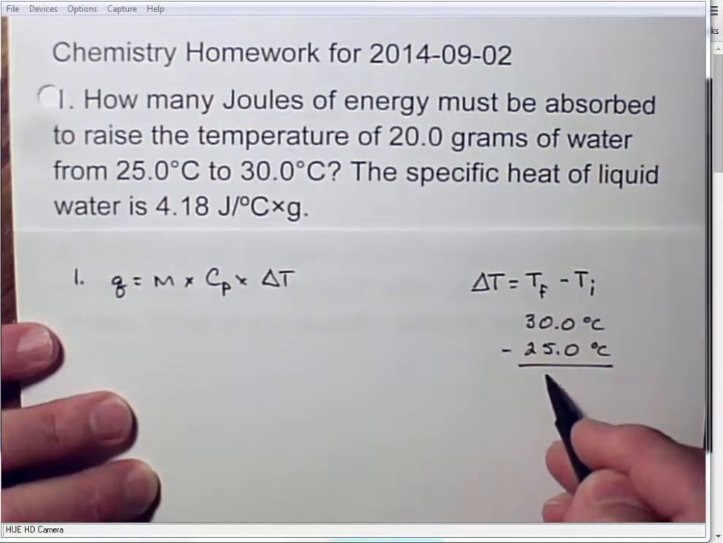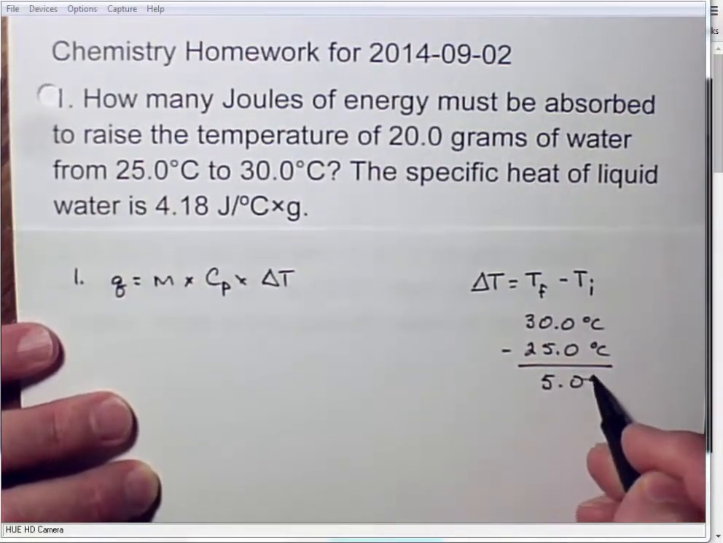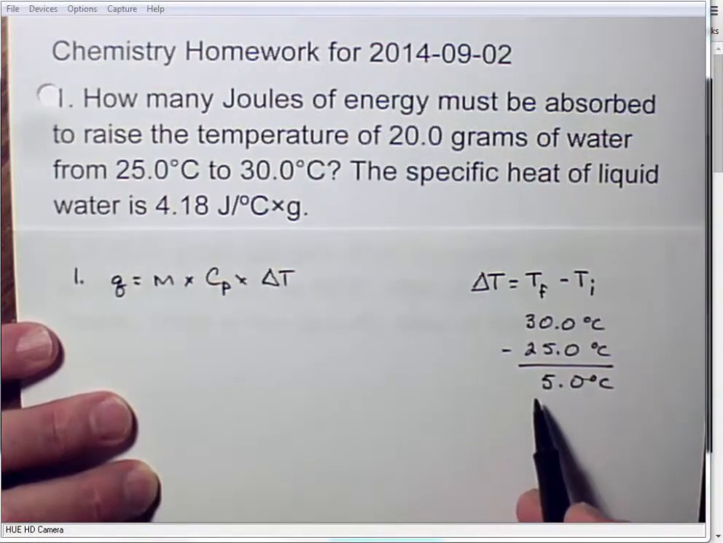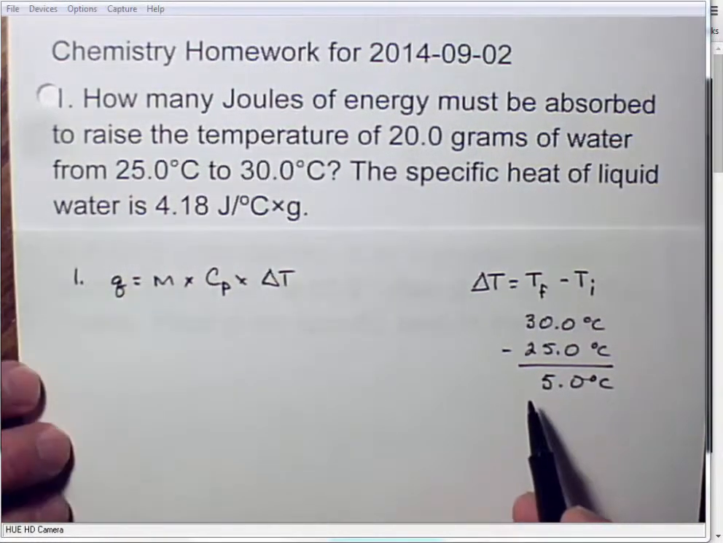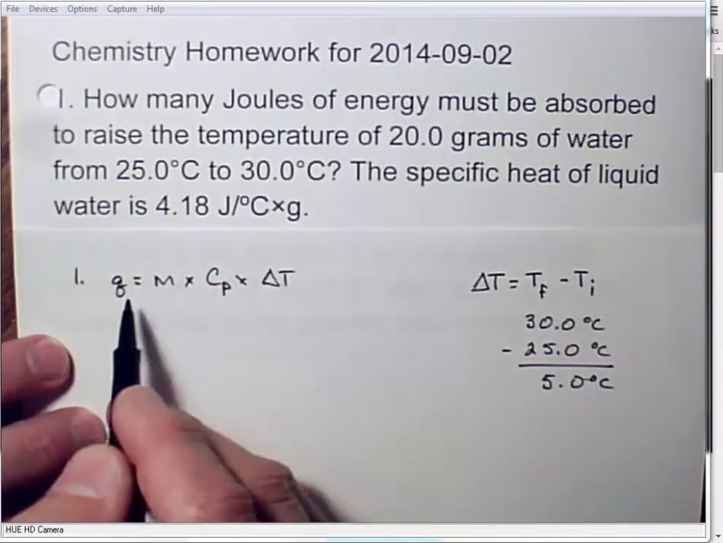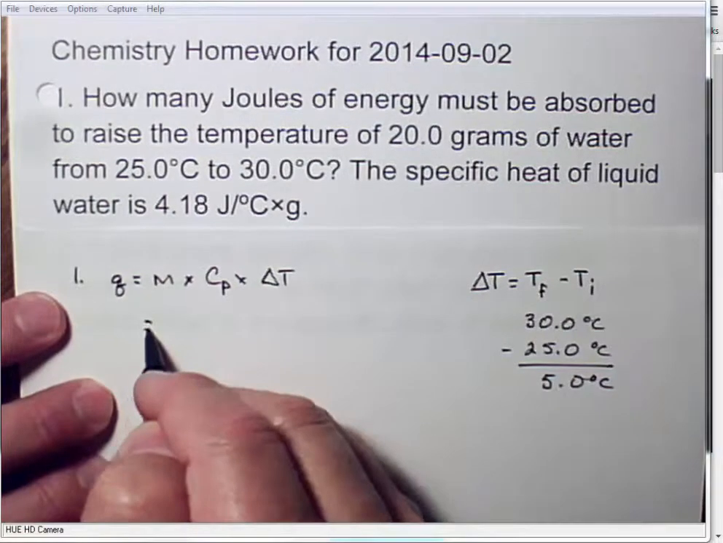And so when we do this way, we can see that we get 5.0 degrees C. If you do it in the calculator, you'll just get 5. And you'd think there's only 1 significant digit, but there isn't. There's 2 significant digits here. Okay? Now then, we're going to plug everything into here.